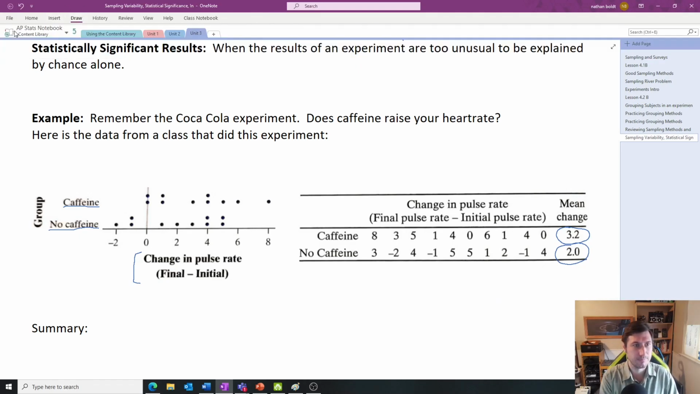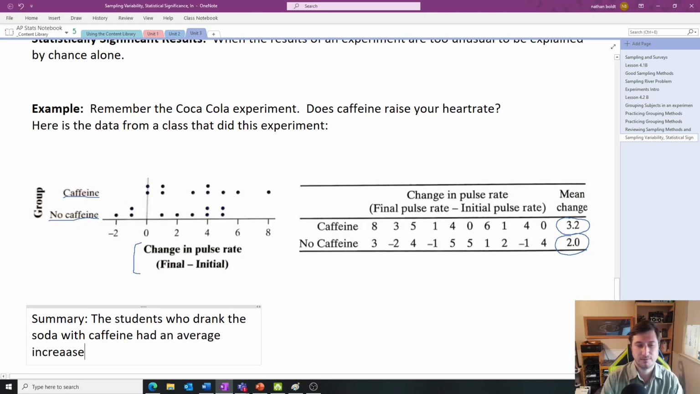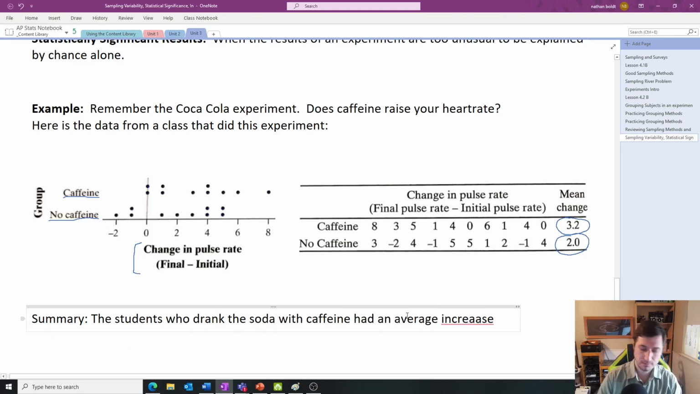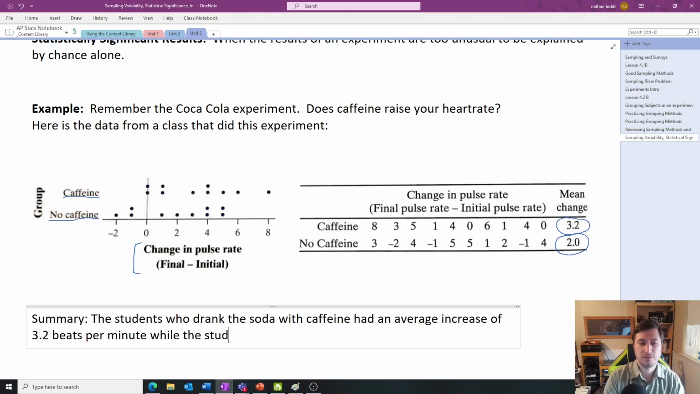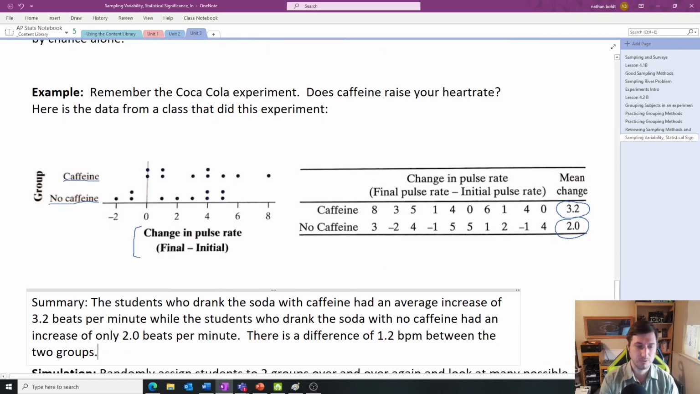All right, so let's summarize that here. The students who drank the soda with caffeine had an average increase of 3.2 beats per minute, while the students who drank the soda with no caffeine had an increase of only 2 beats per minute. So there is a difference of 1.2 beats per minute between the two groups.